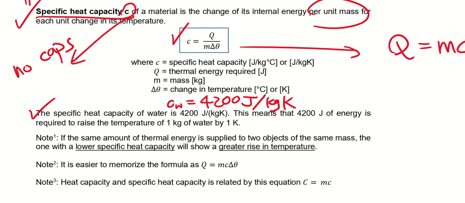So it actually means 4,200 joules of energy is required to raise the temperature of 1 kg of water by 1 Kelvin. Let me ask you, how much energy is needed to raise 100 grams of water by 1 Kelvin? How much?